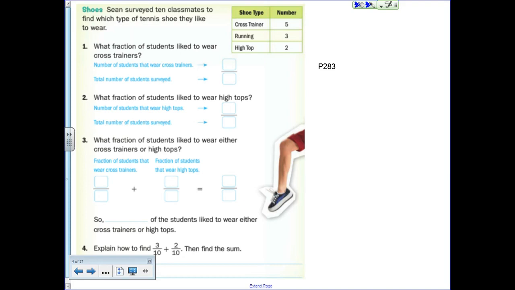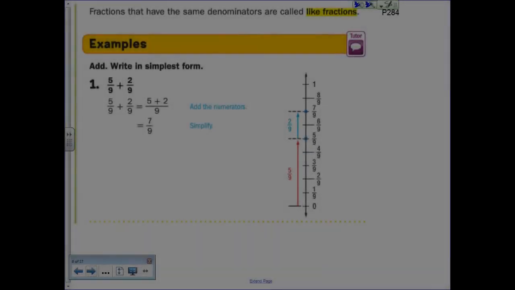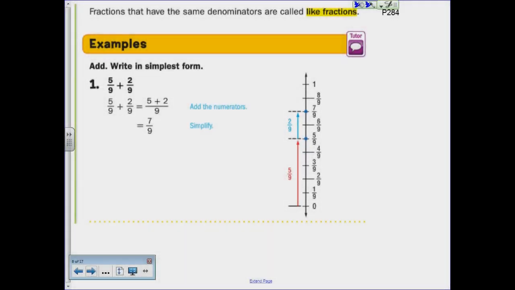Today we're going to be learning about adding and subtracting like fractions. I'm going to go to page 284 where it says fractions that have the same denominators are called like fractions. And we're going to start by doing the examples. Like fractions have the same denominators, which means the bottom numbers of them are the same.